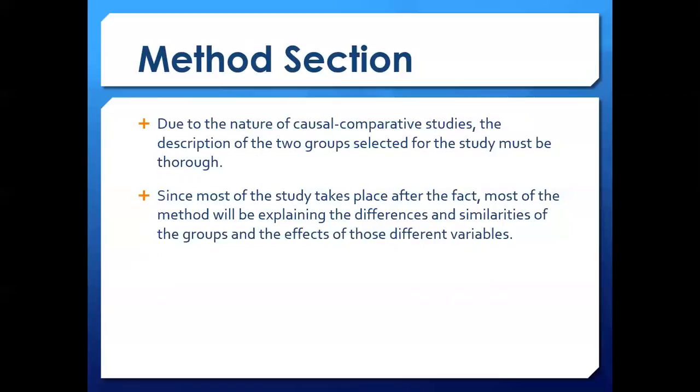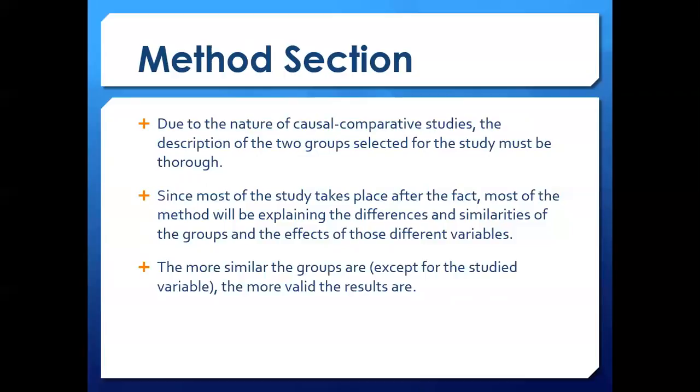So, in your methods section, you'll talk about how you're going to gather that data, how you're going to interpret that data, what measuring instruments either have been used or will be used. And you can talk about your participants, but you can't describe how you randomize them because you can't do that.